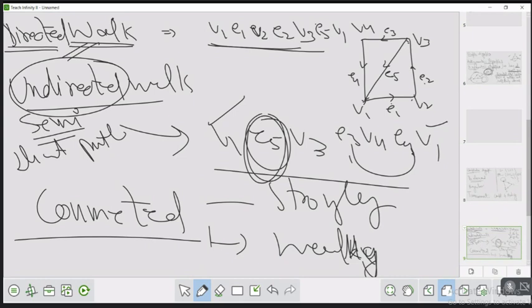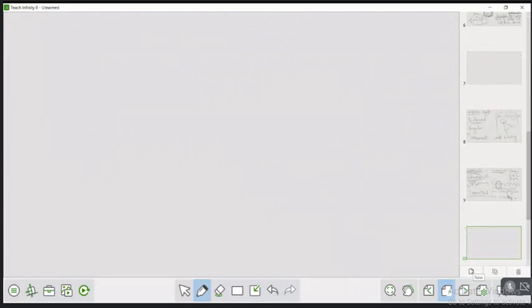And if a graph is directed, and there is at least one directed path between every pair of vertices, that is called strongly connected, otherwise it is called weakly connected. Okay, now I will discuss this one.